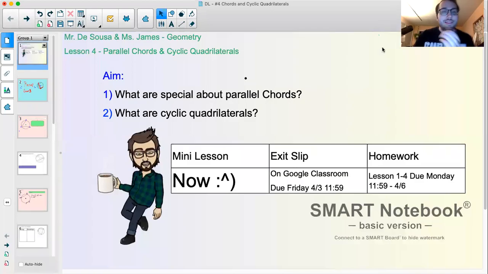Hey everyone, lesson 4, here we go. We're going to be learning two things today. We're going to be learning about what is special about parallel chords, and we're also going to talk about what are cyclic quadrilaterals. So mini lesson is right now.